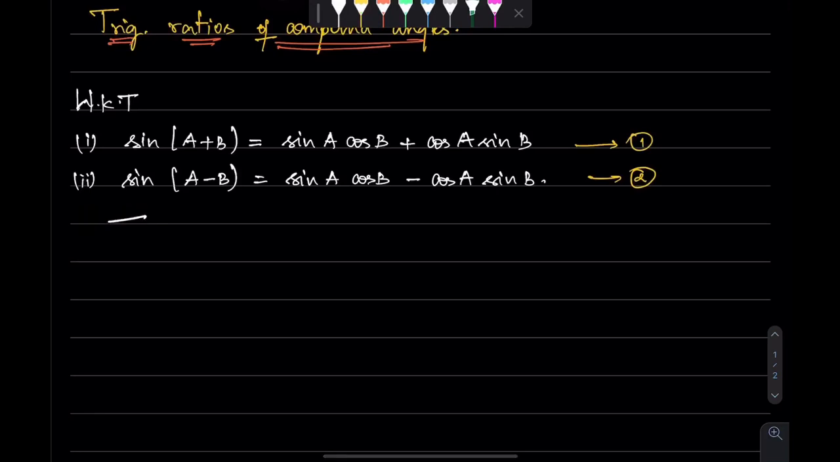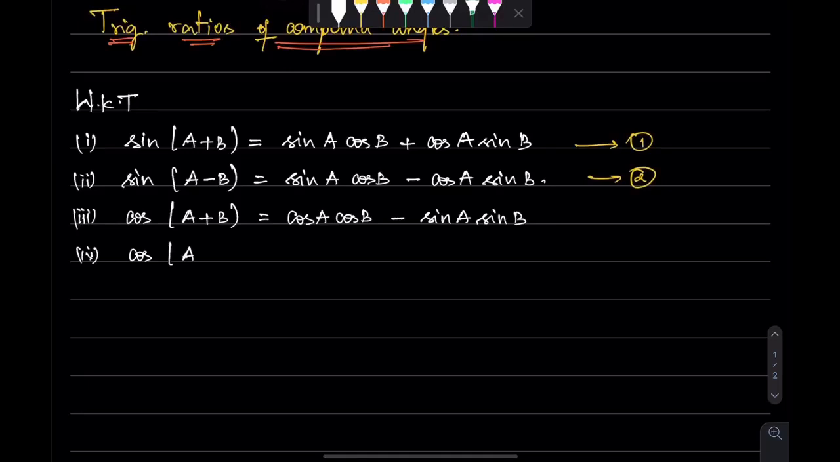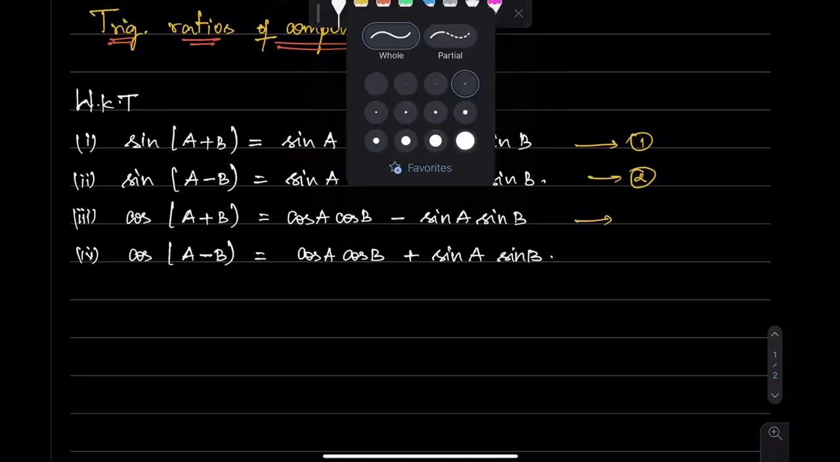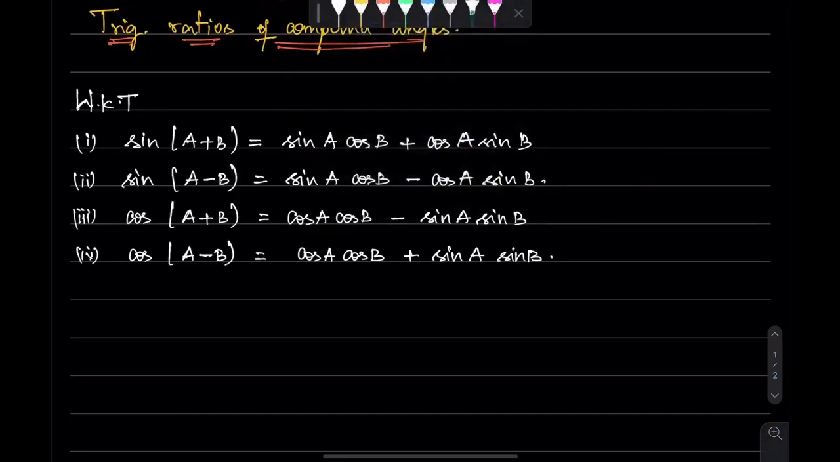Before doing that, let me take the third one, cos(a + b). What is cos(a + b), children? Cos a cos b minus sin a sin b. And the fourth one, cos(a − b), is going to be equal to cos a cos b plus sin a sin b. So we are going to use these four results and find some interesting results.